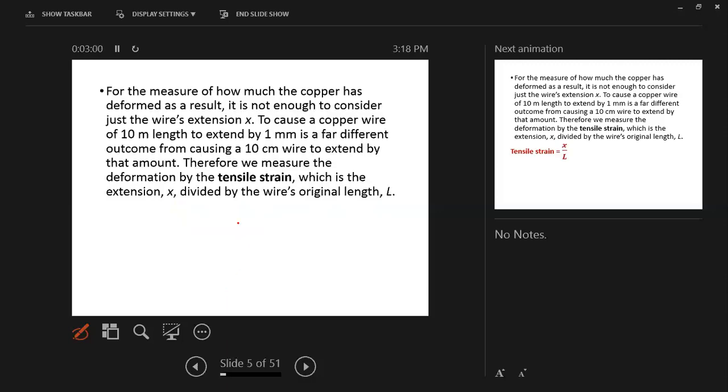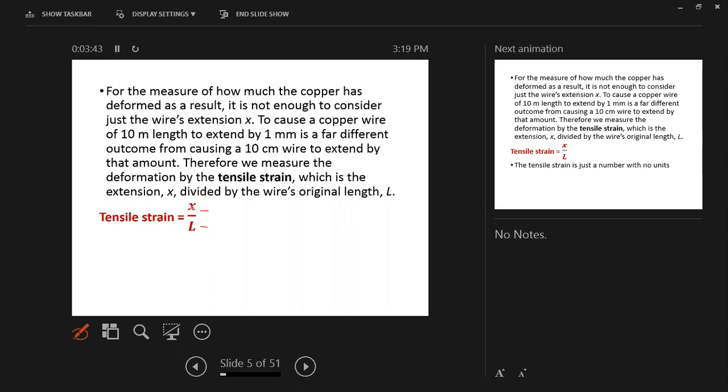To measure how much the copper has deformed, for example, it is not enough to consider just the wire extension. We are going to call the wire extension X. To cause a copper wire of, let's say, 10 meter length to extend by 1 millimeter, how can we find this ratio? We are going to use the tensile strain. Tensile strain means the amount of extension X over the length of the object. This is going to give us tensile strain.